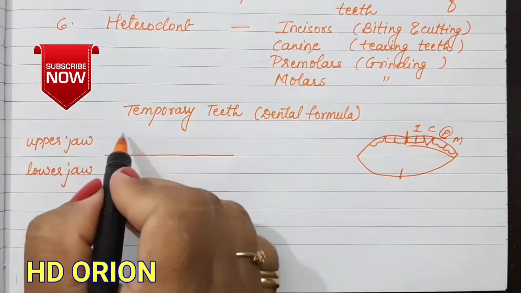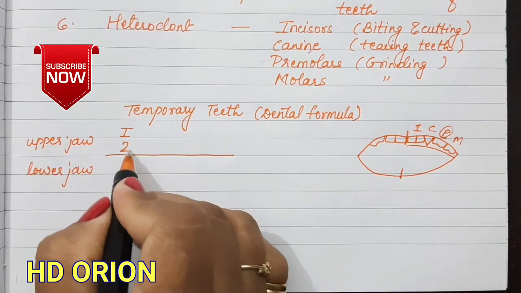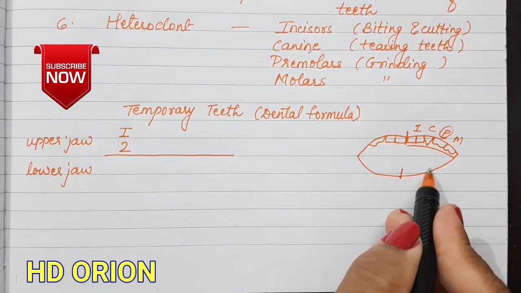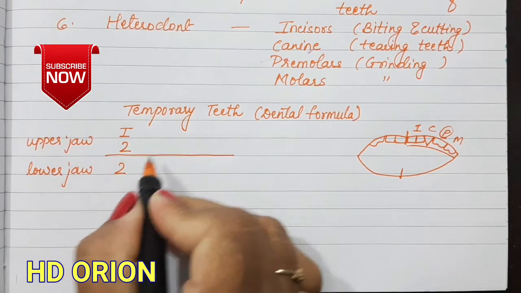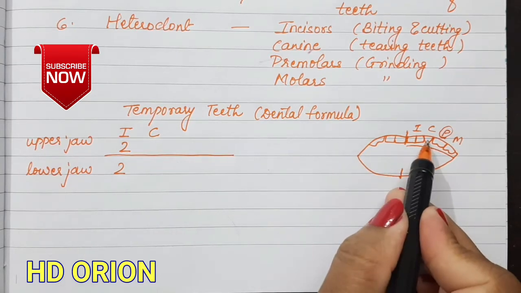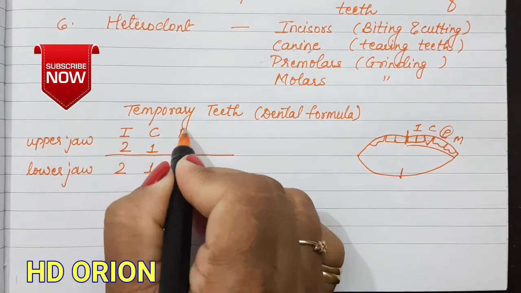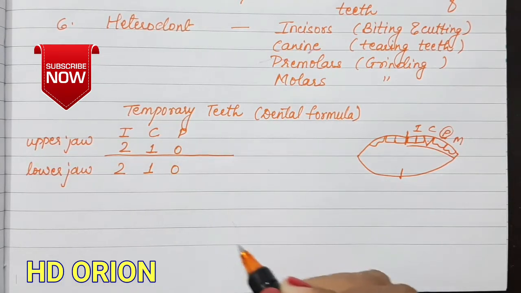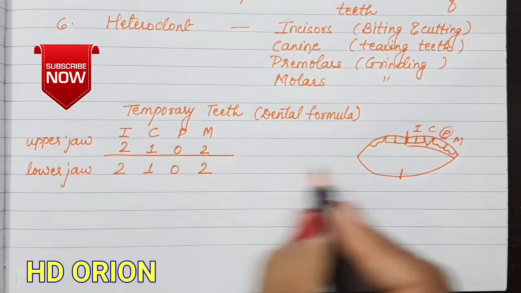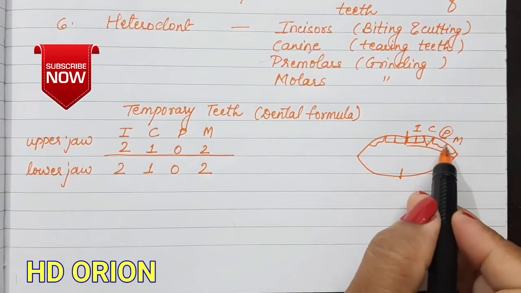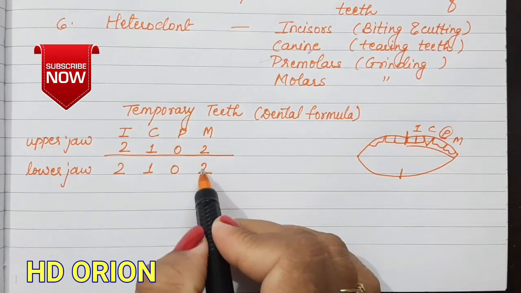So let us see. The incisors will take just 2 incisors above. The similar arrangement is there at the lower jaw. So 2 incisors above, 2 incisors below. Then canine is just 1 over here. Similarly in the lower jaw. There are no premolars in the temporary teeth, and the molars are 2. There are 2 molars that are present. I have drawn just 1 over here. There is more over here. So there are 2 molars that are present.